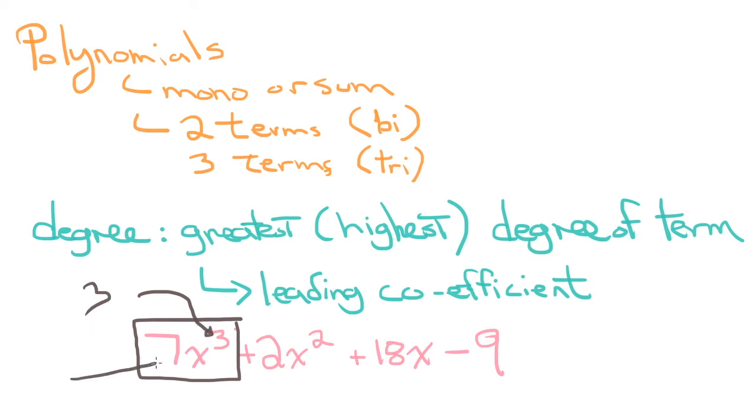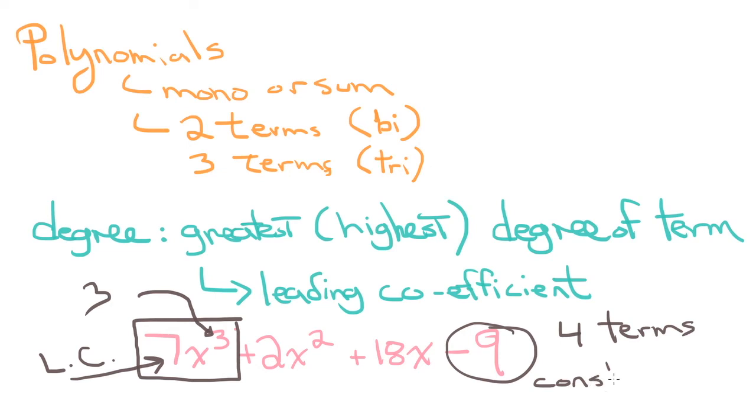The 7 would be your leading coefficient. I'm going to write down LC. And of course, you have 4 terms. Terms are separated by plus and minus signs. And don't forget this one, we call this the constant term. You can see how it's decreasing in exponent value: 3, 2, and there's a 1 there. That's how you should be writing it. And what do we call that? Of course, we call that standard form.